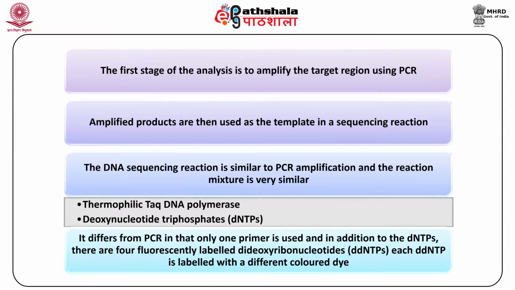in a sequencing reaction. The DNA sequencing reaction is similar to PCR amplification, and the reaction mixture is very similar, containing the thermophilic Taq DNA polymerase and deoxynucleotide triphosphates. It differs from PCR in that only one primer is used, and in addition to the dNTPs, there are 4 fluorescently labeled dideoxyribonucleotides. Each dideoxyribonucleotide is labeled with a different color dye.